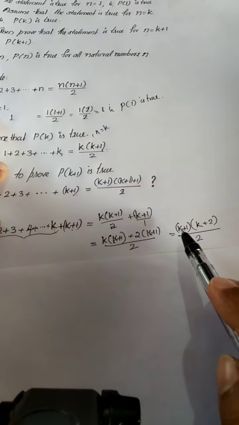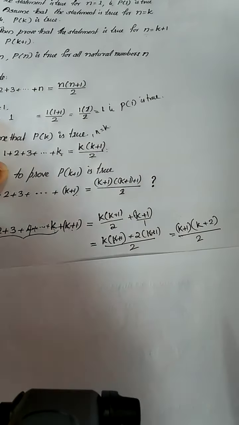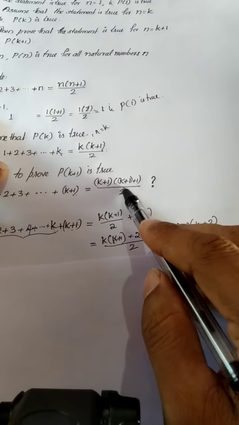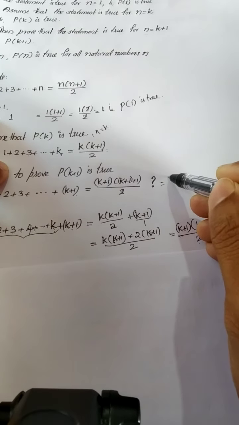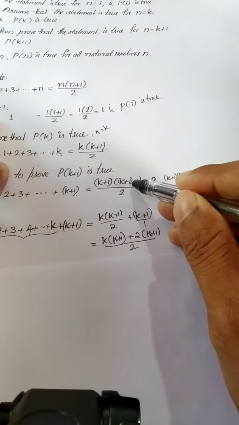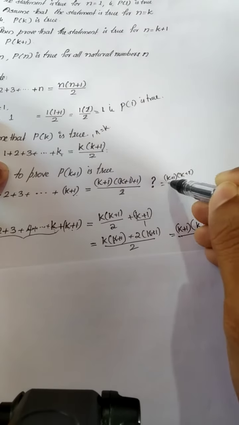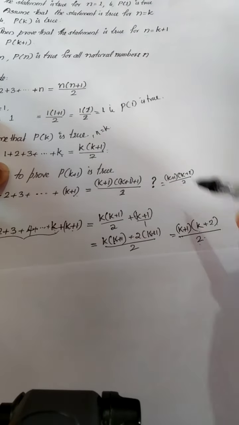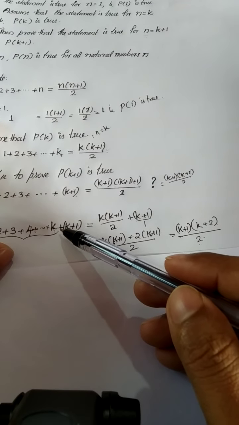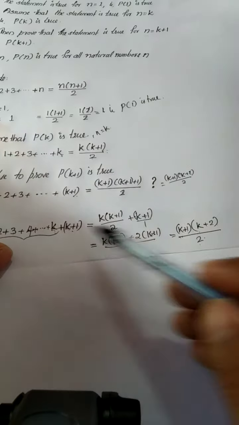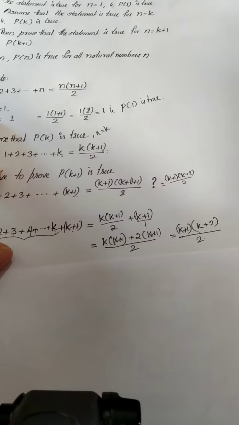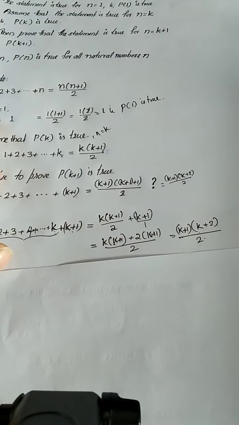So what is this? k plus 1 into k plus 2 divided by 2. So what is P of k plus 1? This is also k plus 1 into k plus 1 plus 1. That means k plus 2 divided by 2. So both are the same. So by using P of k, we have proved that P of k plus 1 is equal to k plus 1 into k plus 2 divided by 2. So that means P of k plus 1 is true.